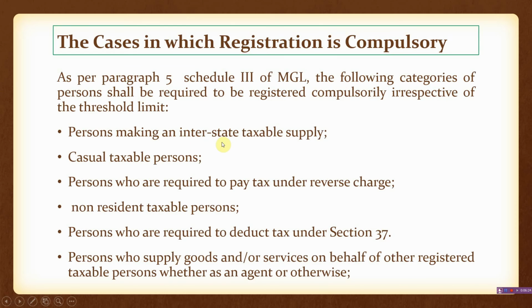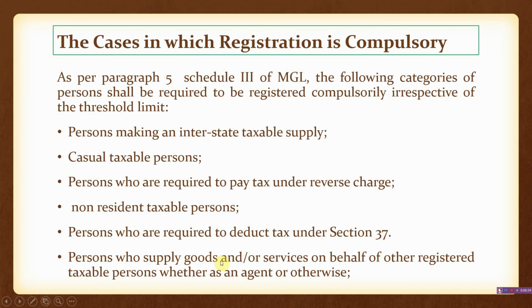First is persons making an inter-state taxable supply. Next, casual taxable persons. We will see in the next slide what a casual taxable person means. Then persons who are required to pay tax under reverse charge. We will also see the meaning of reverse charge in the next slide. Non-resident taxable persons, this also will be taught in the next slide. Persons who are required to deduct tax under section 37.